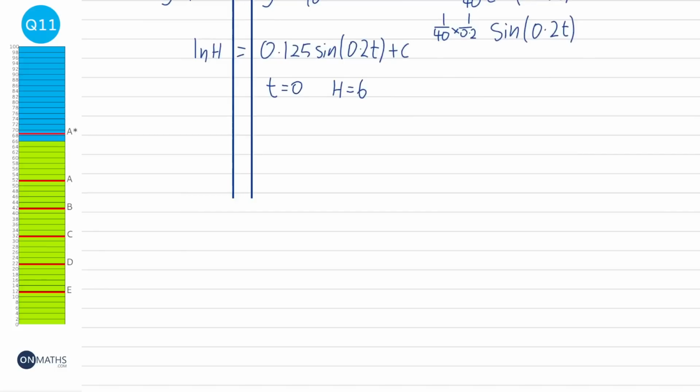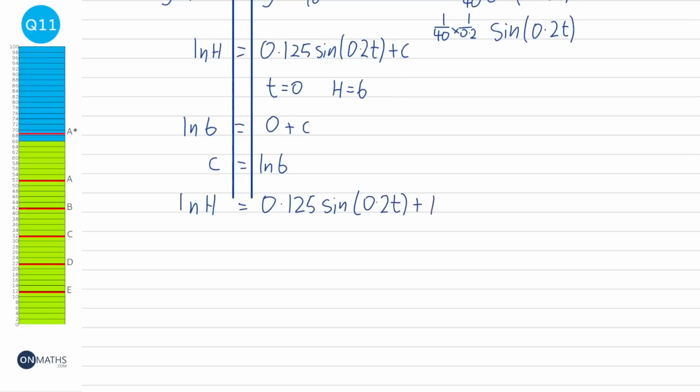So we can actually use this to find out what c is, because we can just substitute this in. So ln 6 equals, now because t is 0, it's just going to cancel all of the right hand side out. Really nice. So it's going to be 0 plus c, and so therefore c is equal to ln 6. So we can write our equation again. So ln h equals 0.125 sine 0.2t, but this time we know what c is. C is ln 6. So I'm just going to extend my lines again.